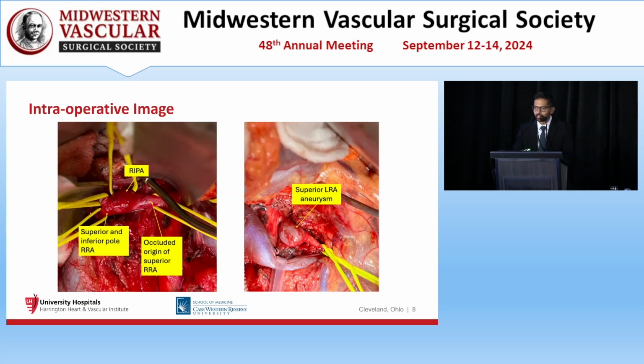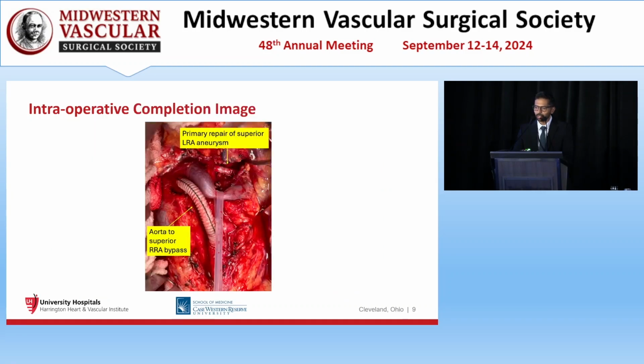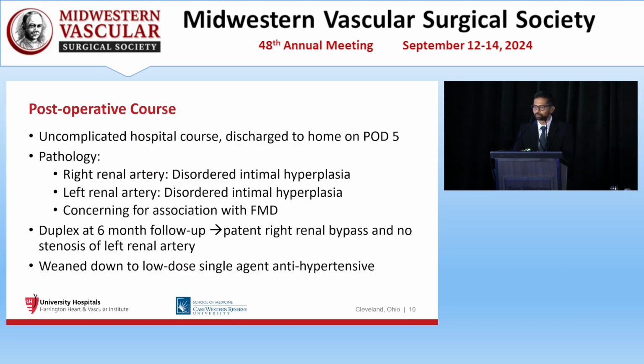The image on the left here demonstrates the proximally occluded superior right renal artery and that large collateral coming from superiorly, which was likely the right inferior phrenic artery. And on the left, we see the aneurysmal degeneration. We performed the aorta to right renal artery bypass using a 6-millimeter Dacron graft, and for the left renal artery aneurysm, we resected and performed a primary anastomosis.